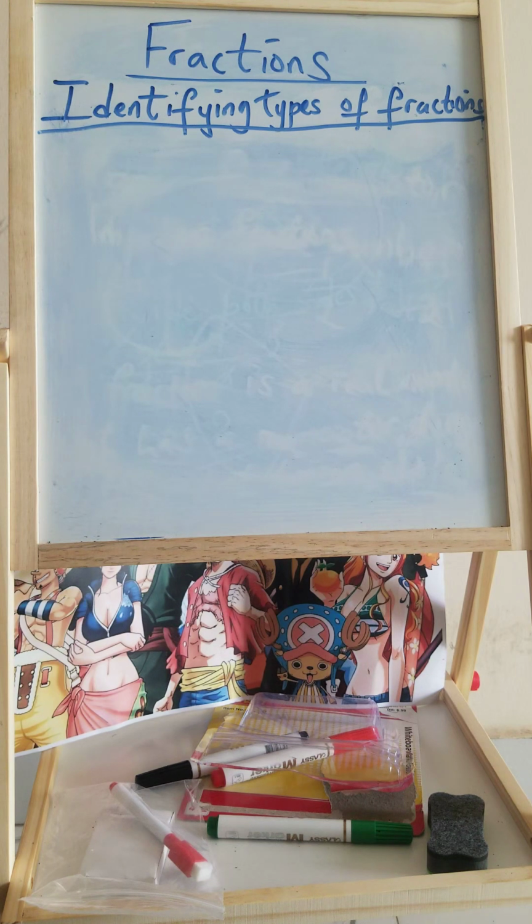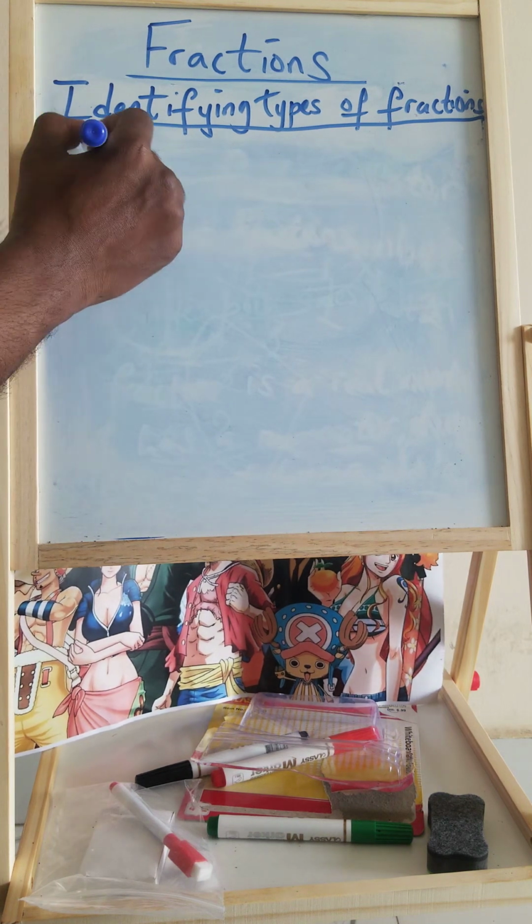So in this video, we'll be talking about identifying the types of fractions. How do we identify the types of fractions that we have? Basically, we have about 7 types of fractions. But for now, we'll be talking about only 3 types of fractions that we have. The first one is the proper fractions.